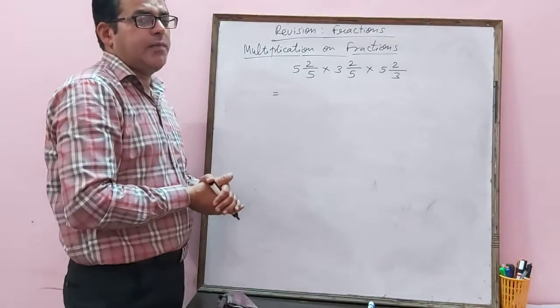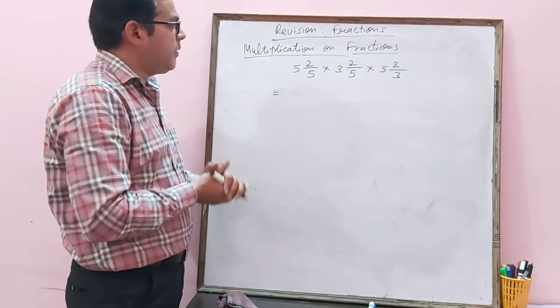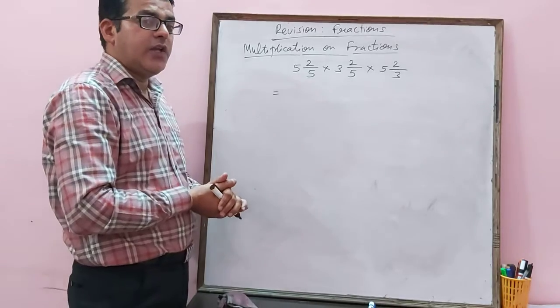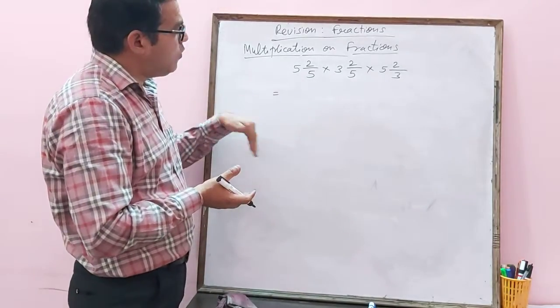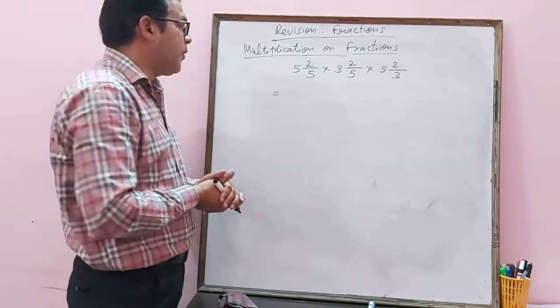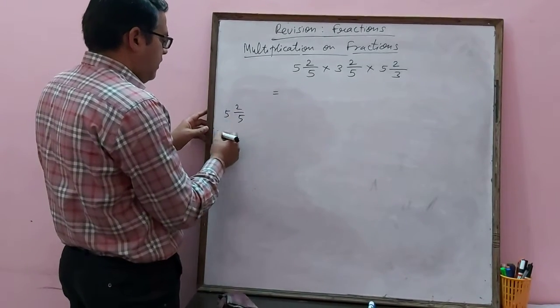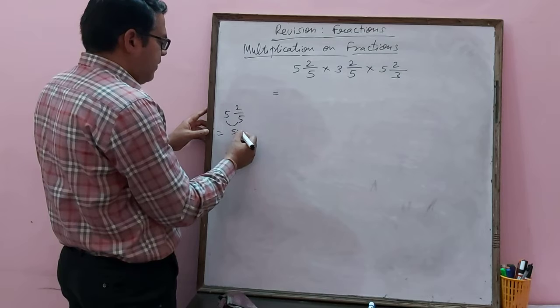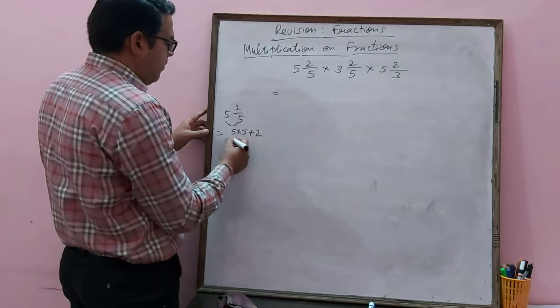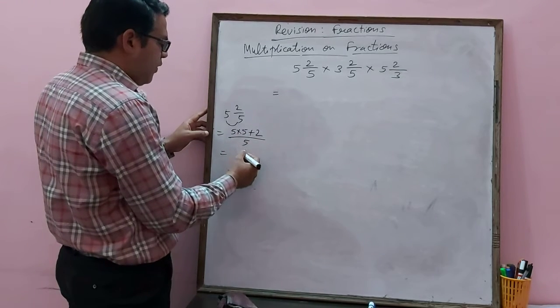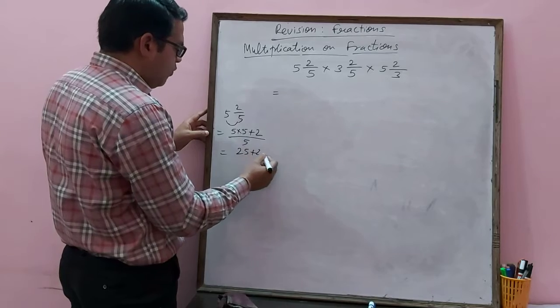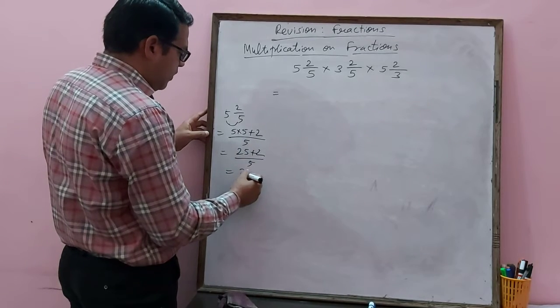Three mixed fractions I am taking together, and we have to multiply all these three. How to do it now? First you need to convert mixed into improper. How can we? 5 into 5 plus 2 divided by 5. So 5 5s are 25 plus 2 by 5. So we can write it as 27 by 5.